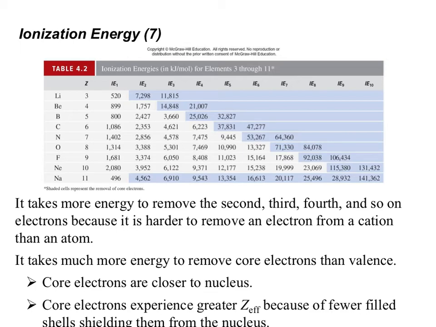It takes much more energy to remove core electrons than valence electrons. Core electrons are closer to the nucleus, and core electrons experience greater effective nuclear charge, Zeff, because of fewer filled shells shielding them from the nucleus. Simply think of it as every electron you remove increases the amount of positive charge per negative charge, and therefore you're going to require more energy to remove another negative charge.